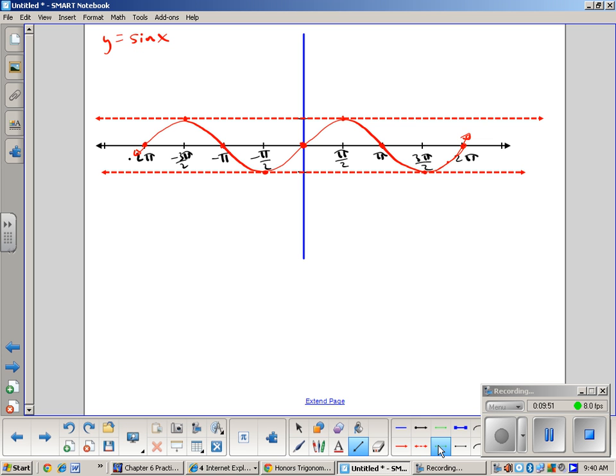And so what that means is, when I go to graph my y equals cosecant x, when I go to graph my cosecant graph, I have to understand that at these points, I'll move them.